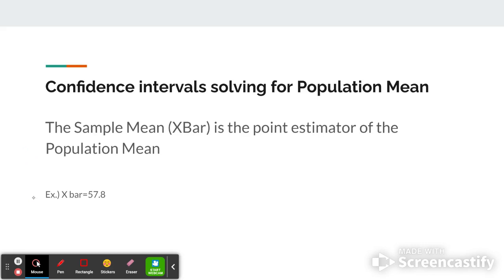The confidence interval for solving the population mean is the first one that I will be doing. The sample mean X bar is the point estimator of a population mean. And so I've just gone ahead and set up an X bar or population mean of 57.8, which I will be using in my later example.